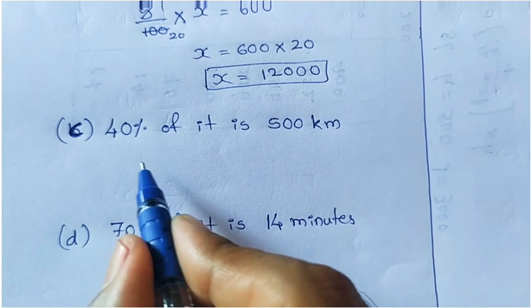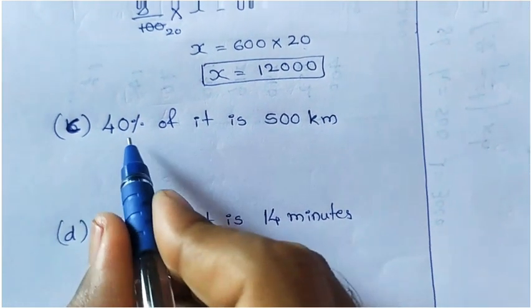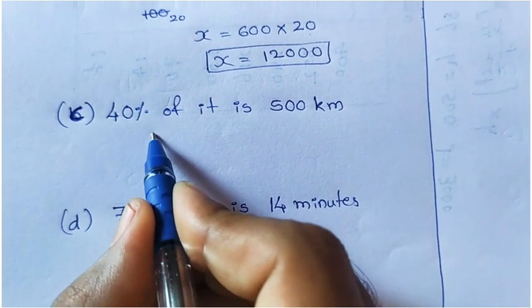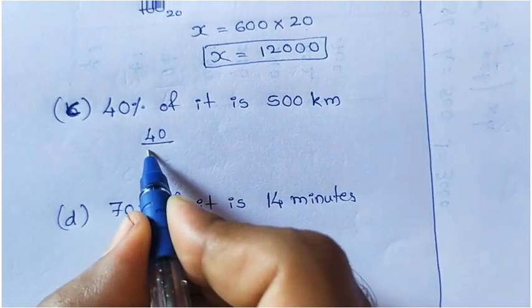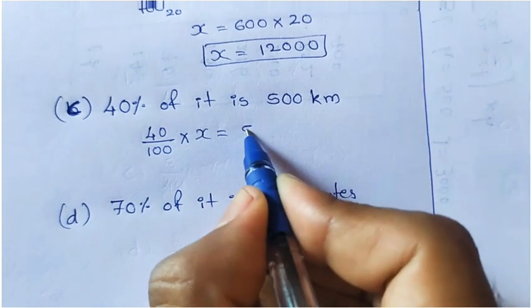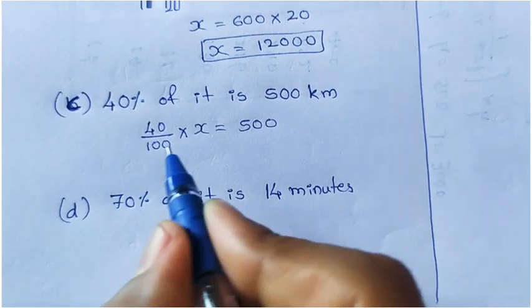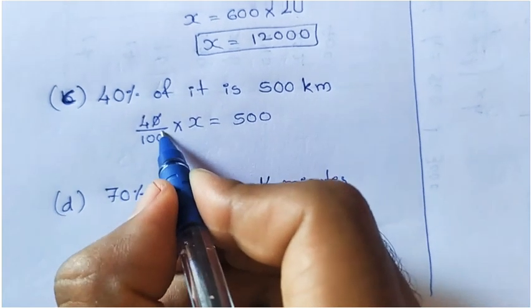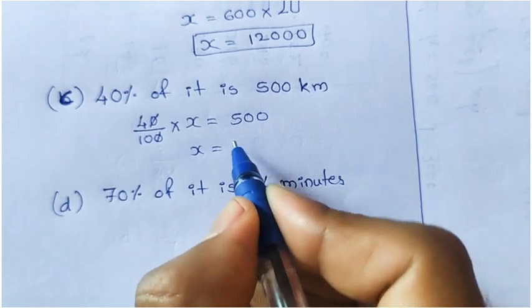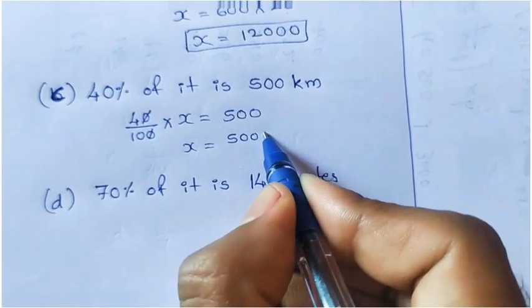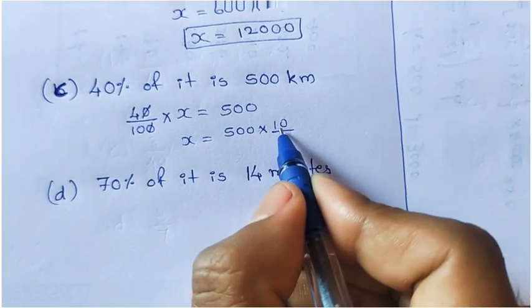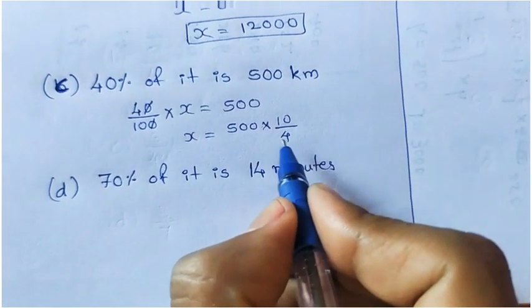B is for your practice. I will solve C here: 40% of it is 500. So the whole quantity, let's take it as x again. So 40% of that whole quantity is 500. The 0s get cancelled. What is left? 4 by 10 is there. I will take it to the right side, it becomes 10 by 4. 10 goes to the numerator and 4 comes to the denominator.